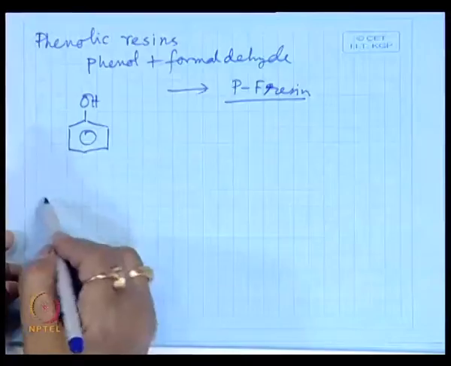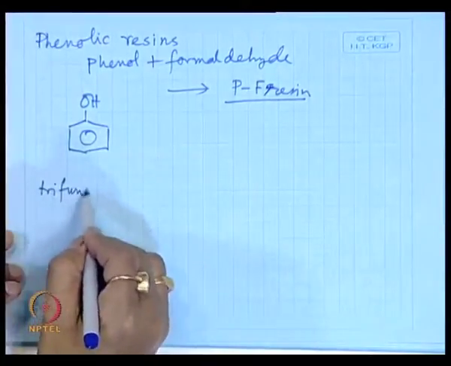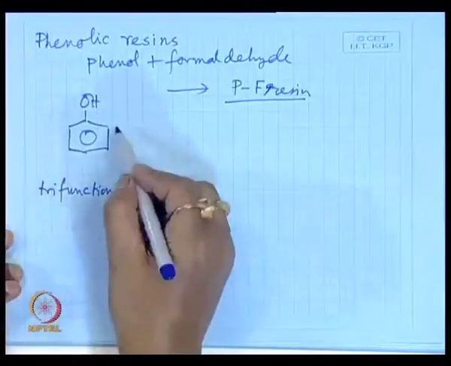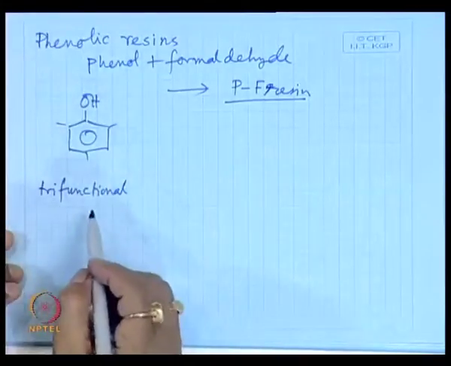It is trifunctional. Two ortho and 1 para position. These are reactive positions in this phenyl ring. So, this trifunctional phenol reacts with formaldehyde. Is formaldehyde monofunctional? No, it is bifunctional when it is dissolved in water.